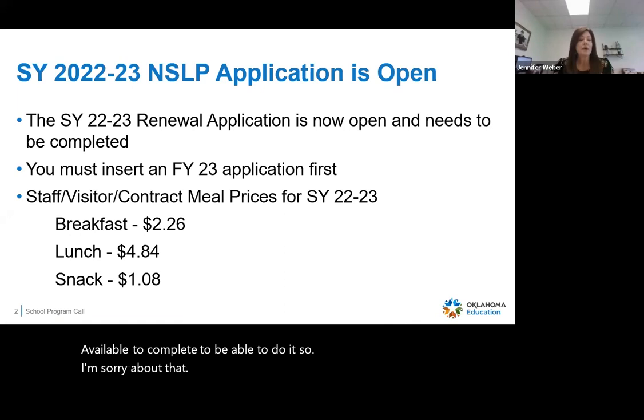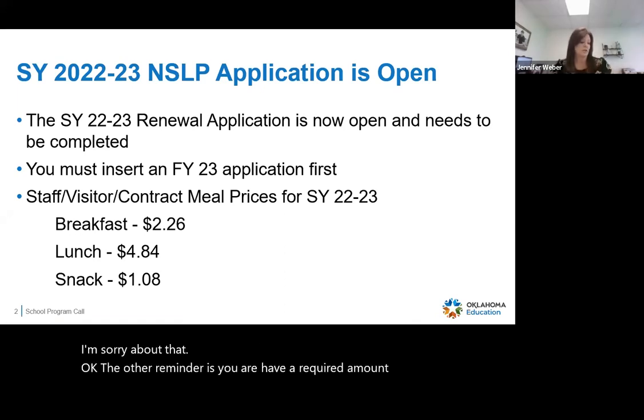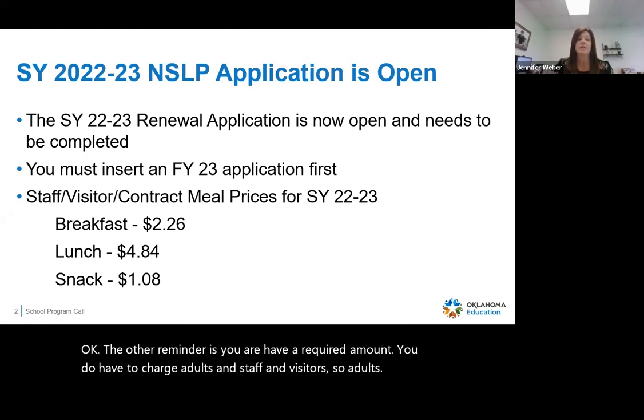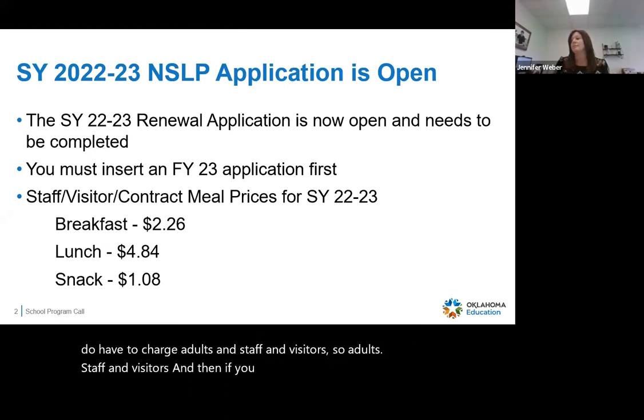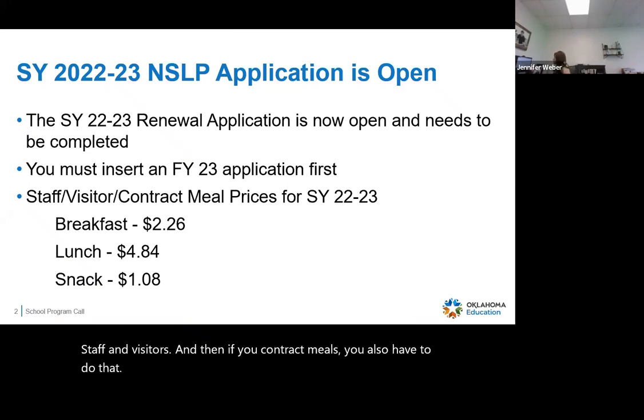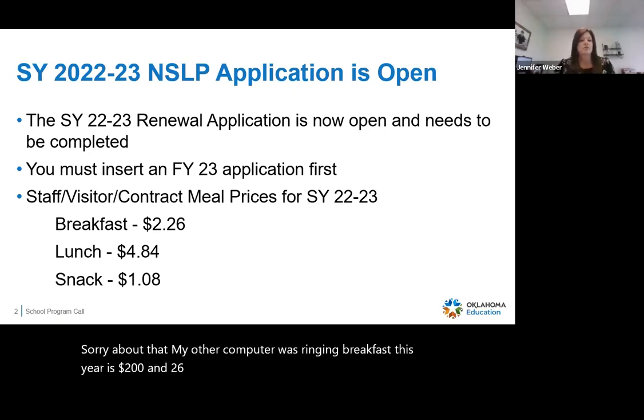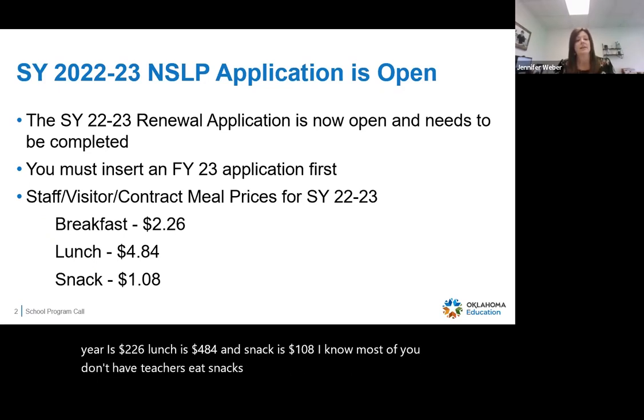Okay. The other reminder is you have a required amount. You do have to charge adults and staff and visitors. So adults, staff, and visitors. And then if you contract meals, you also have to do that. Sorry about that. My other computer was ringing. Breakfast this year is $2.26. Lunch is $4.84, and snack is $1.08. I know most of you don't have teachers eat snacks, but I did add it there.